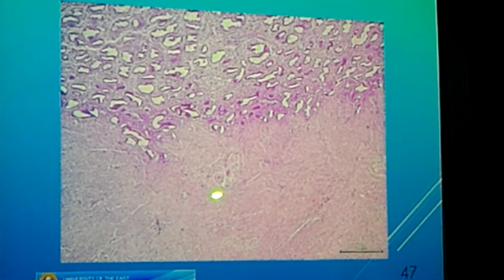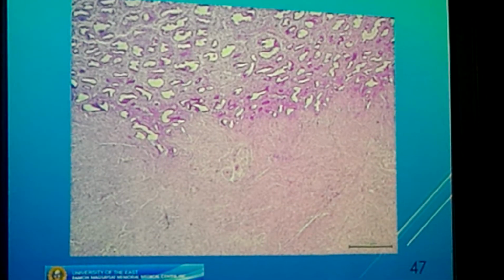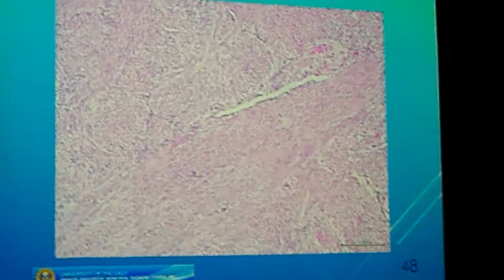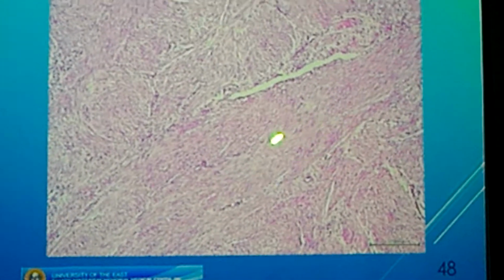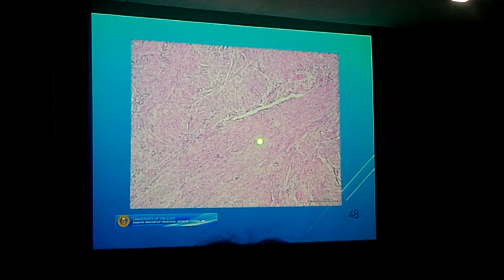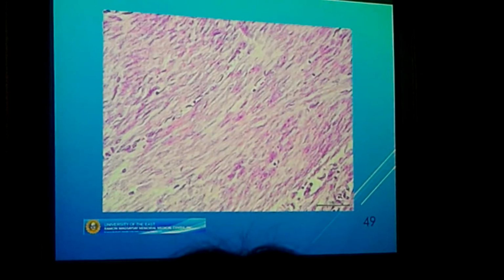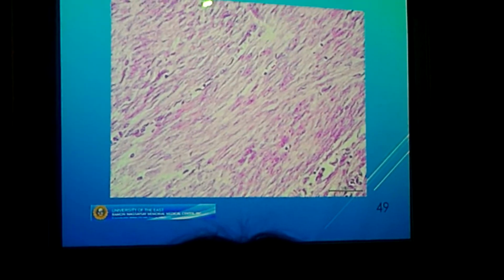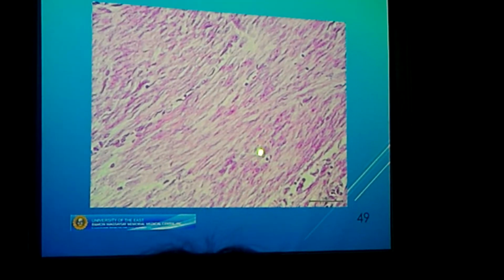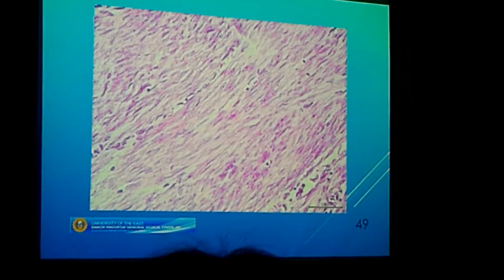This is a slide that comes from the uterus. So identify or classify the bracketed tissue. Smooth muscle tissue. Smooth, longitudinal and cross section.